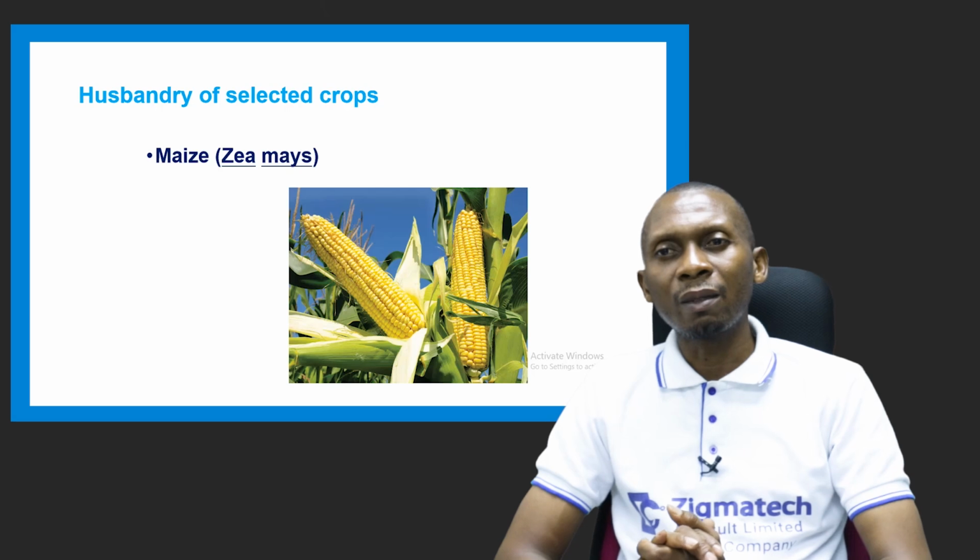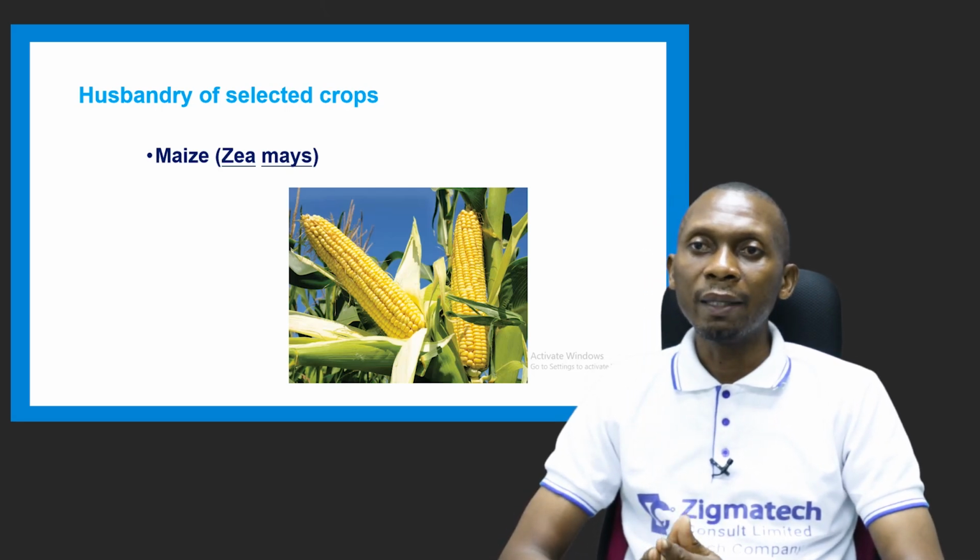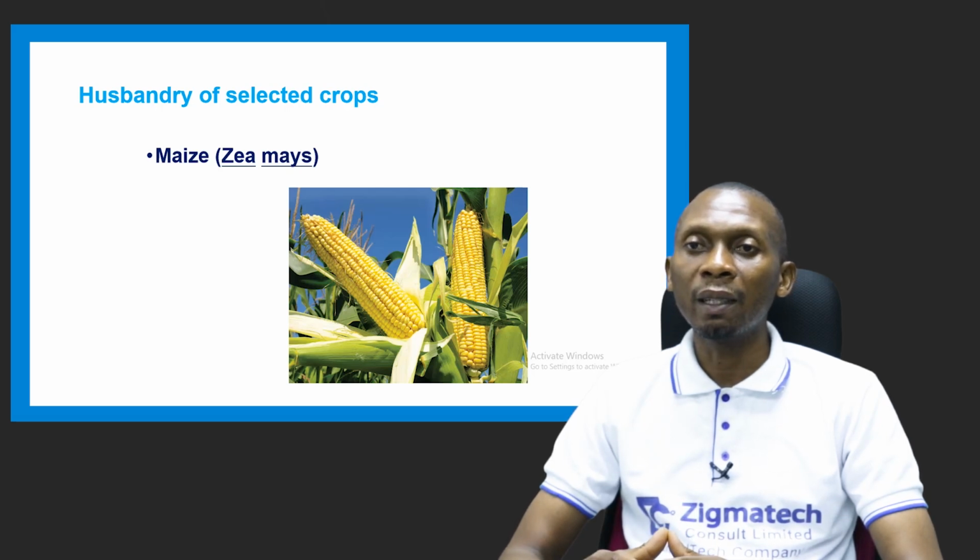Okay, now let's look at maize plants. We're going to talk about maize plants. We'll get to understand more about its cultural practices, the seed rates, the planting dates, the varieties, and the diseases and pests that affect it. So let's go on now.